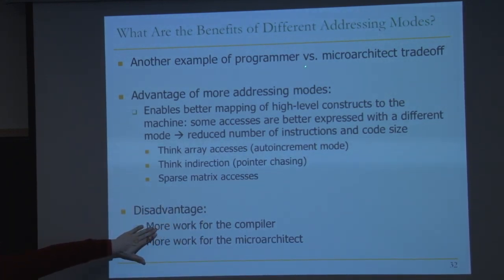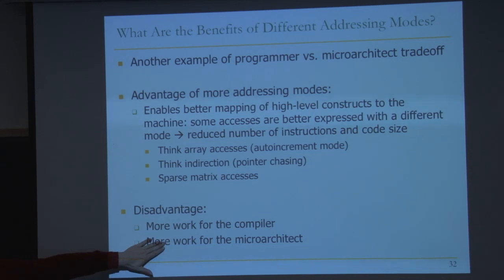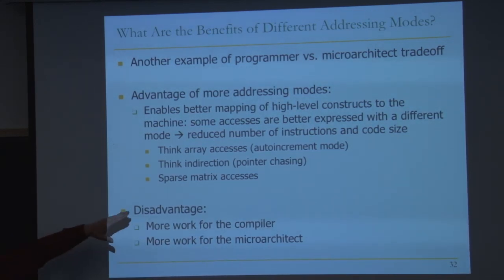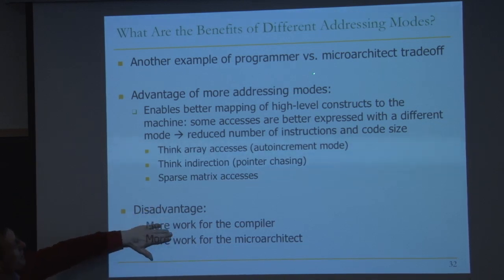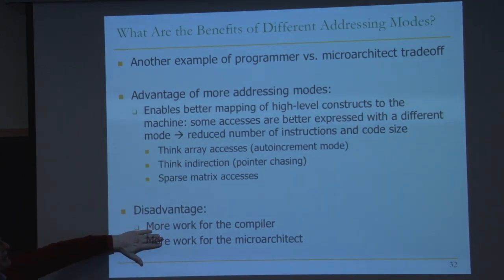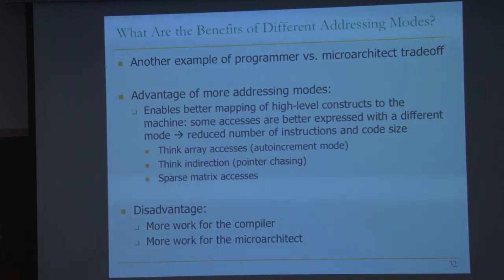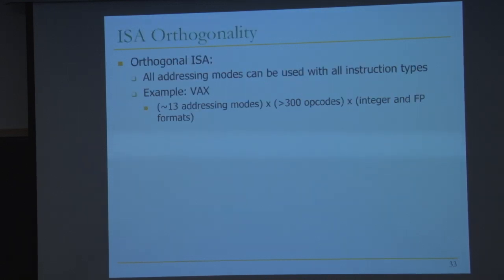Definitely supporting more addressing modes is bad for the microarchitect. Right? The microarchitect now needs to support all of these different addressing modes. It enables flexibility to the software. That's the upside. If the software can map things to the right addressing mode, you can run fast, and your code size can be smaller. If it cannot, then there's a problem. But in most cases, you can actually map. Array accesses, for example, or pointer chasing, you can map.